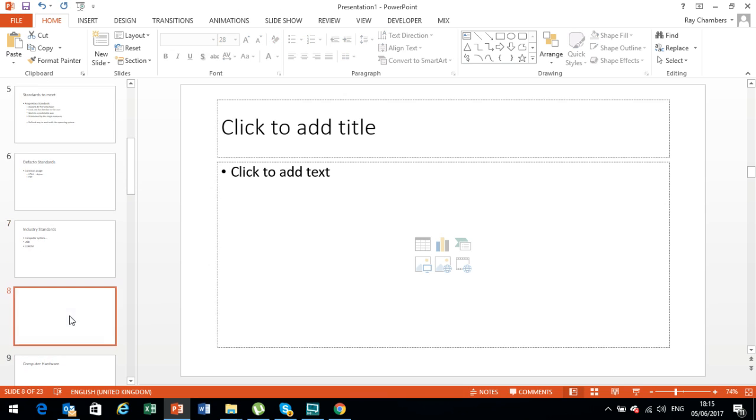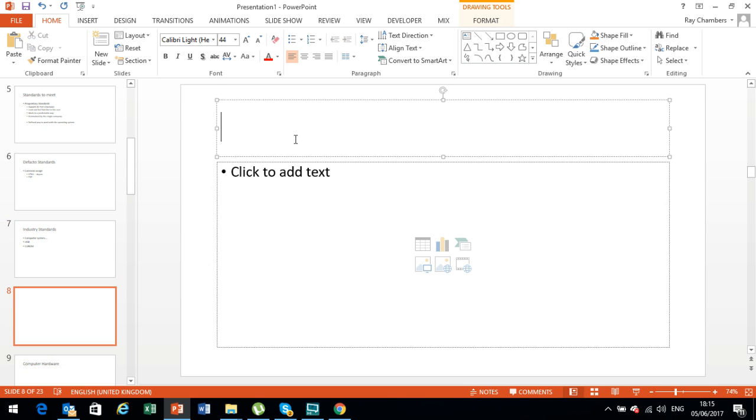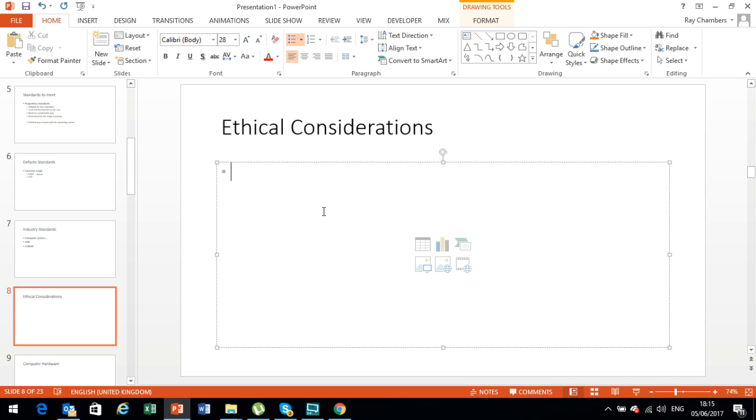Now, just to finish off this, I'm aware I've spent 15 minutes on it, we have ethical considerations that we need to think about. You usually have exam questions on this. So the first thing that you should think about are ethics in the workplace.